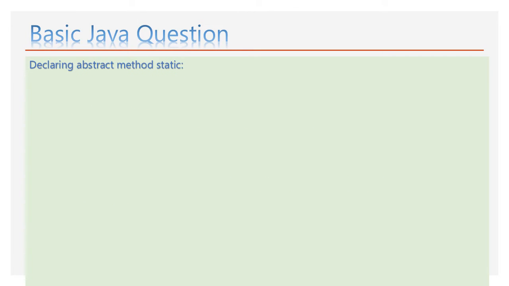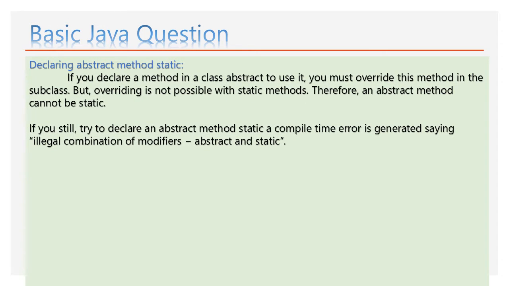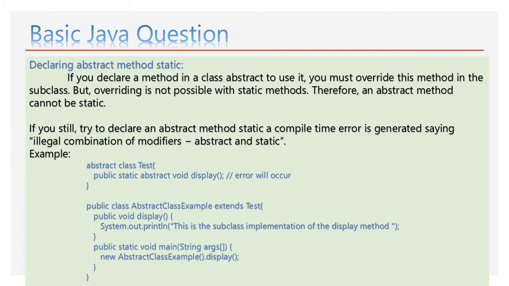Now let's see if we can declare an abstract method static. If you declare a method in a class abstract, to use it you must override this method in the subclass. But, overriding is not possible with static methods. Therefore, an abstract method cannot be static. If you still try to declare an abstract method static, a compile time error is generated saying illegal combination of modifiers abstract and static. You can see this in the example below.